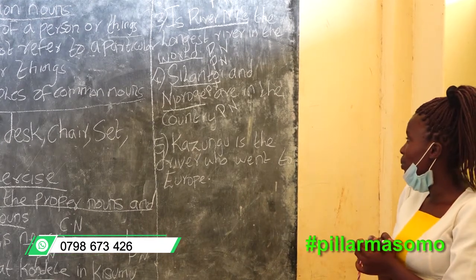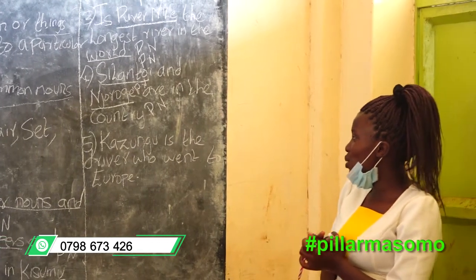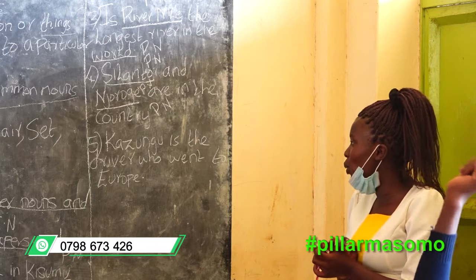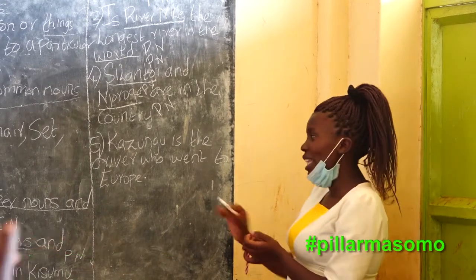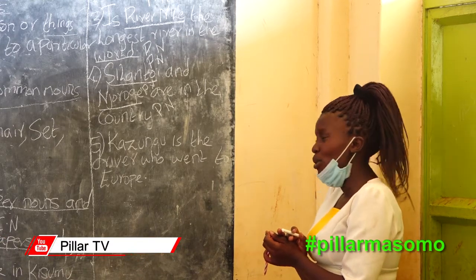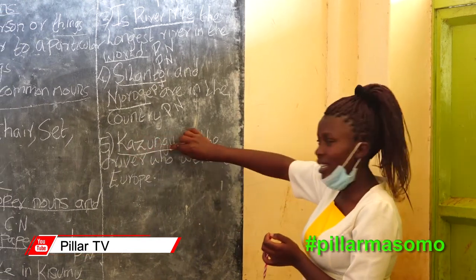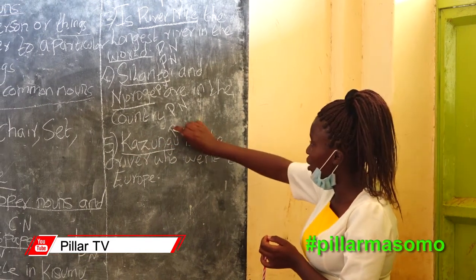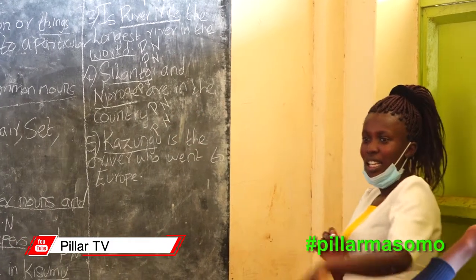Kazungu is the driver who went to Europe. Collins, is that question of ours? Do we have proper nouns or a common noun? Yes. Which one? Kazungu. Kazungu is a proper noun because it's a name of a person.